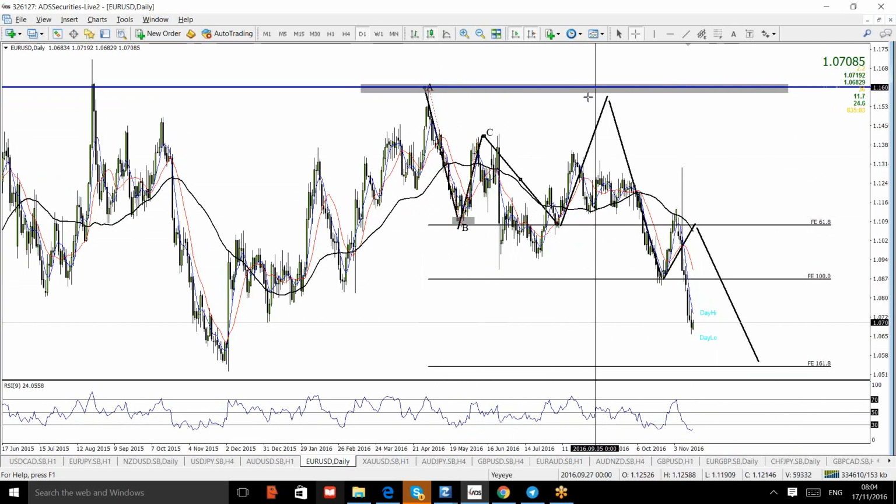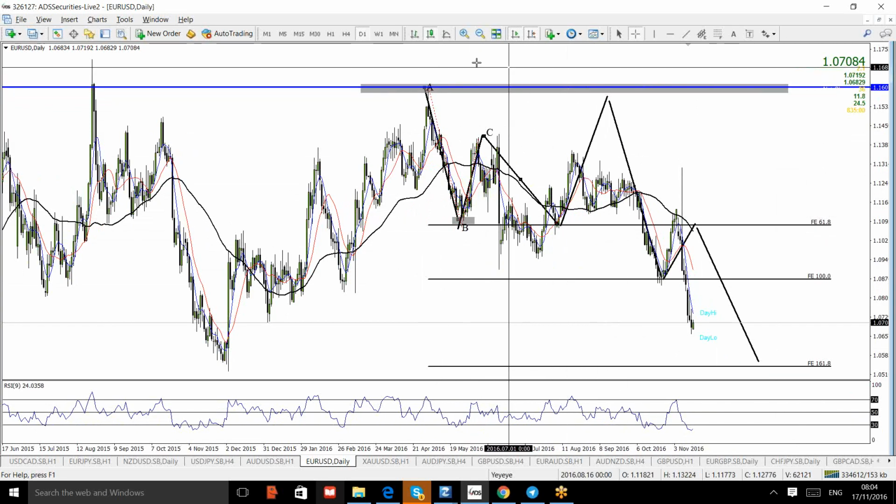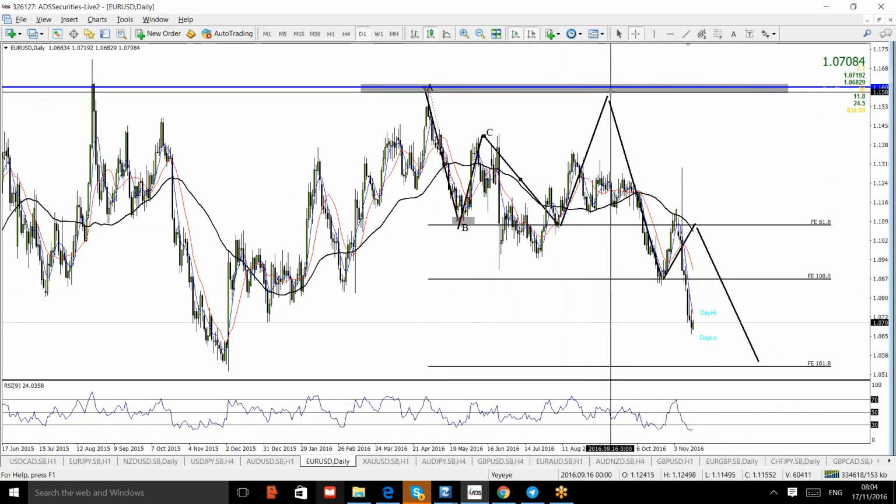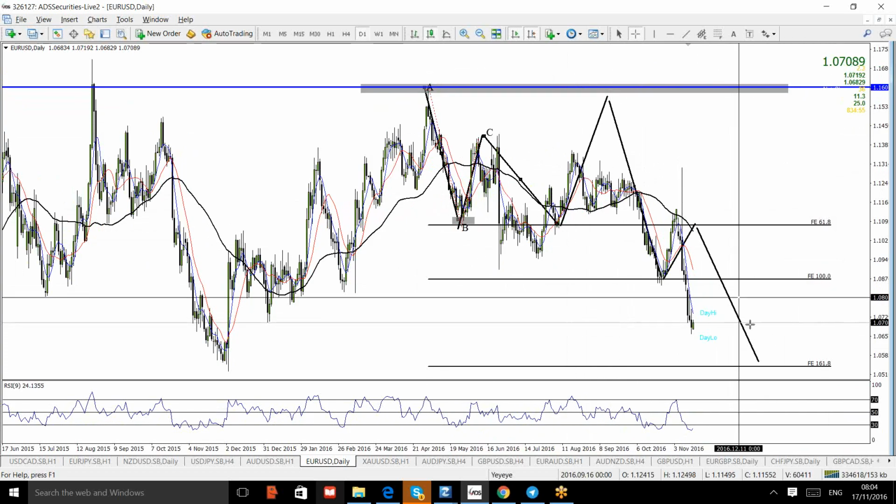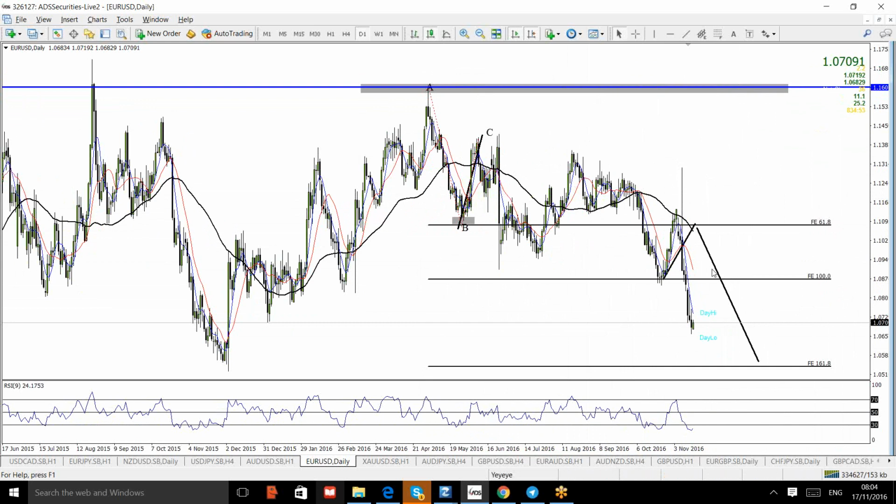So as long as A is valid, the price doesn't breach A, this expansion is valid. Okay, now, guys, the price went down. The price can keep on moving up and down, but maximum, the leg can end at 161.8 Fibonacci, guys. Remember this. Understand?